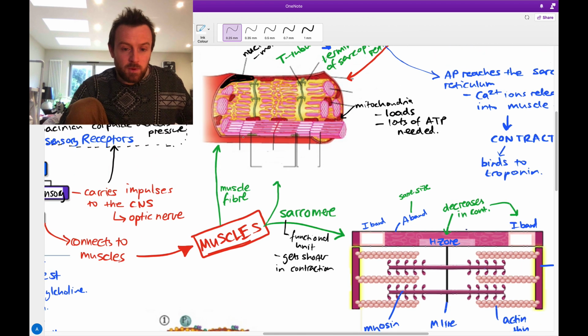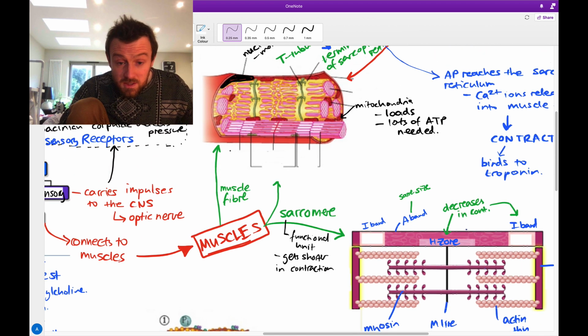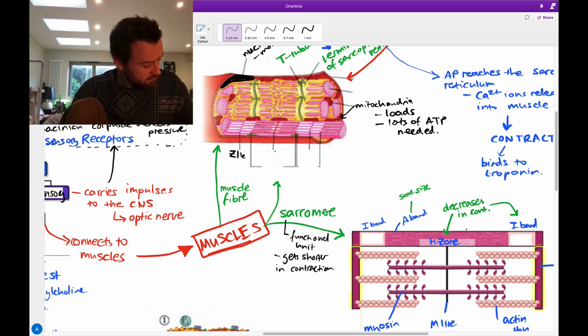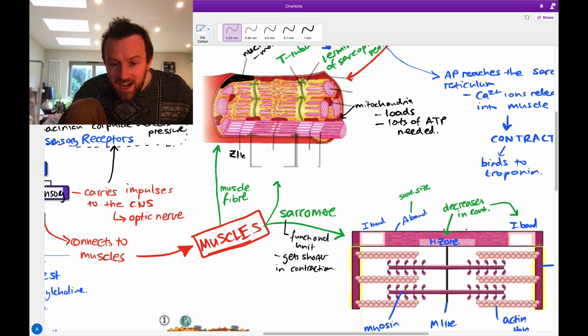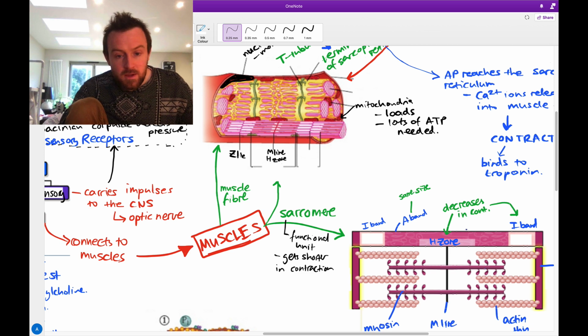And over here, we need to just label these things. This is the Z line. This here is, well, that's actually pointing to the M line. The H zone is the white bit. So the M line and the H zone around it. And then this distance here is the A band, because we can see that's where the thick filaments are.